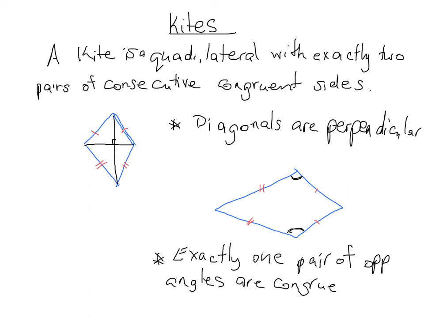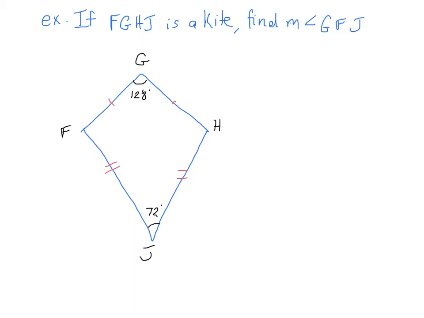All right, so that's really what we need to know about the kite. So let's take what we know about the kite and look at an example problem. Okay, so here in our example, we know it's a kite because we were told it's a kite. And we are being asked to find angle GFJ. So angle GFJ is over here. And now, if you recall, since this angle is between two non-congruent sides, that means it is going to have the same measure as the other angle that's between two non-congruent sides.